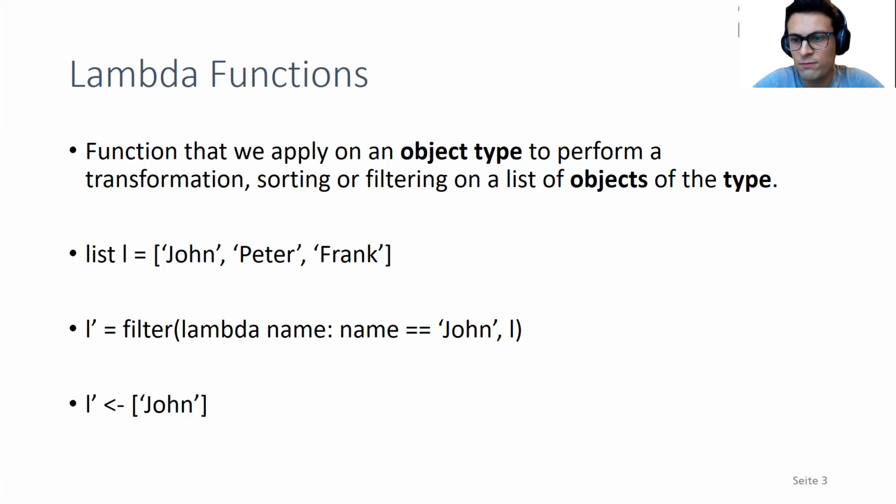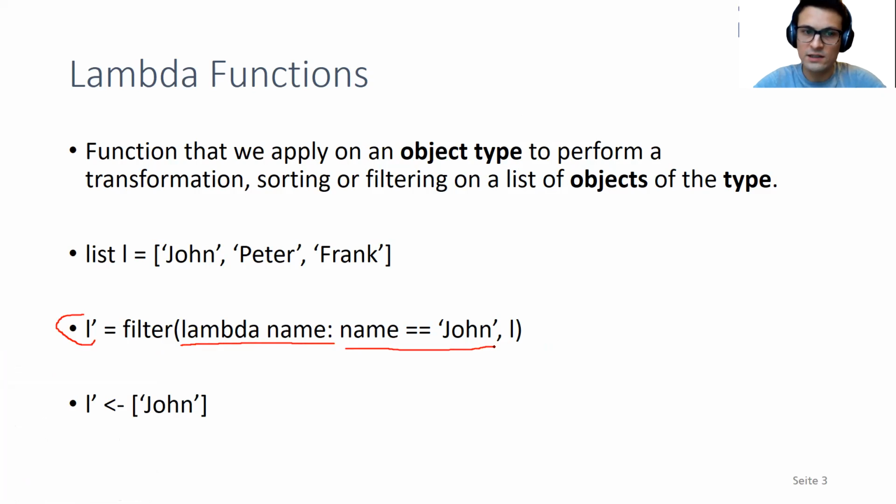So for example, if we have a list L, and the list contains just three names, namely John, Peter, and Frank. Then, for example, we can use a Lambda function as follows. If we look at the bottom bullet here, we can define the list L prime by applying a filter on the list L. And what we do is we push in a Lambda function on that list. And if you look a bit here, you see, okay, we apply a filter, and then we have Lambda name, and then we have name equals John.